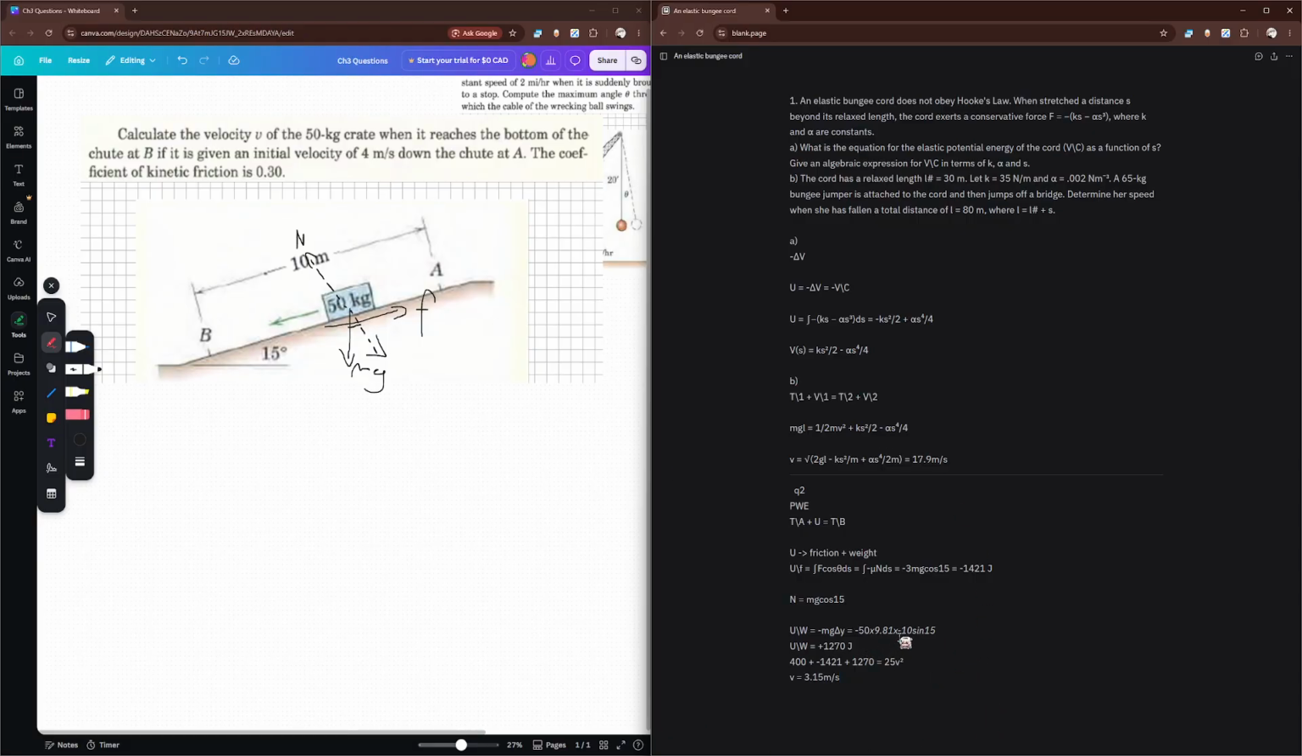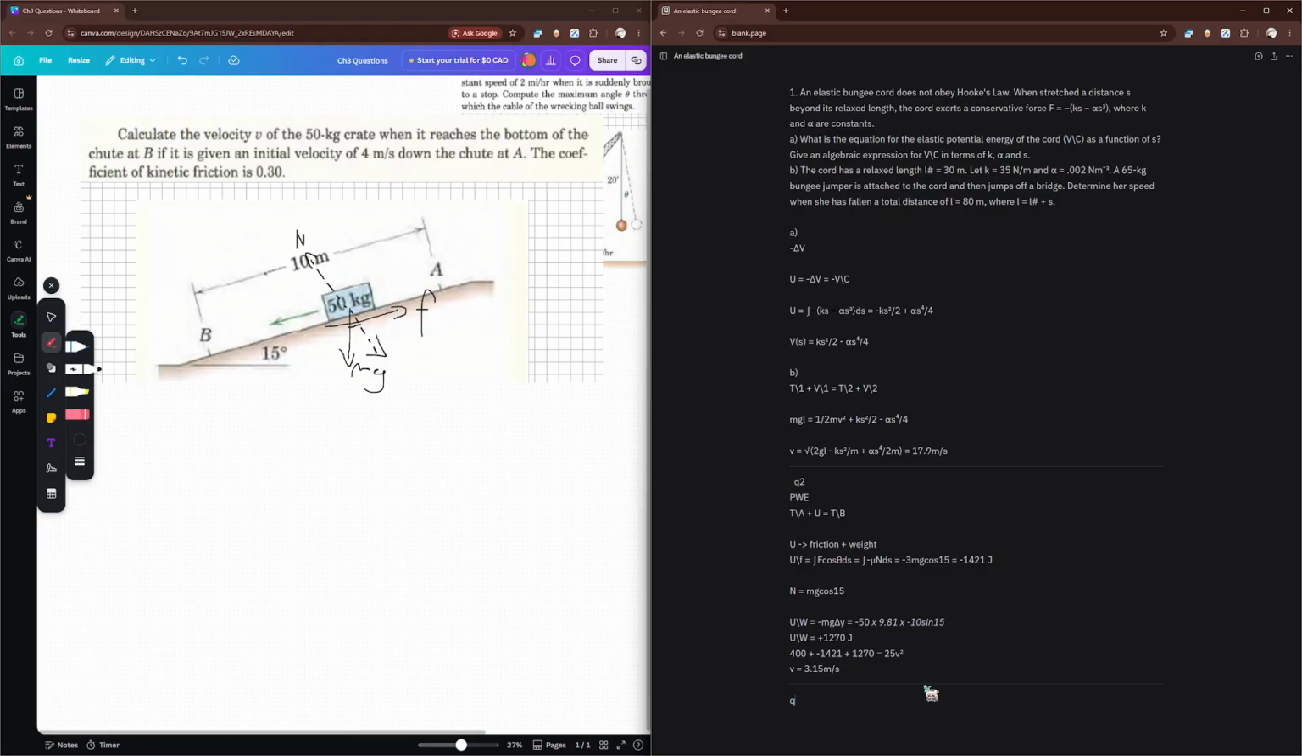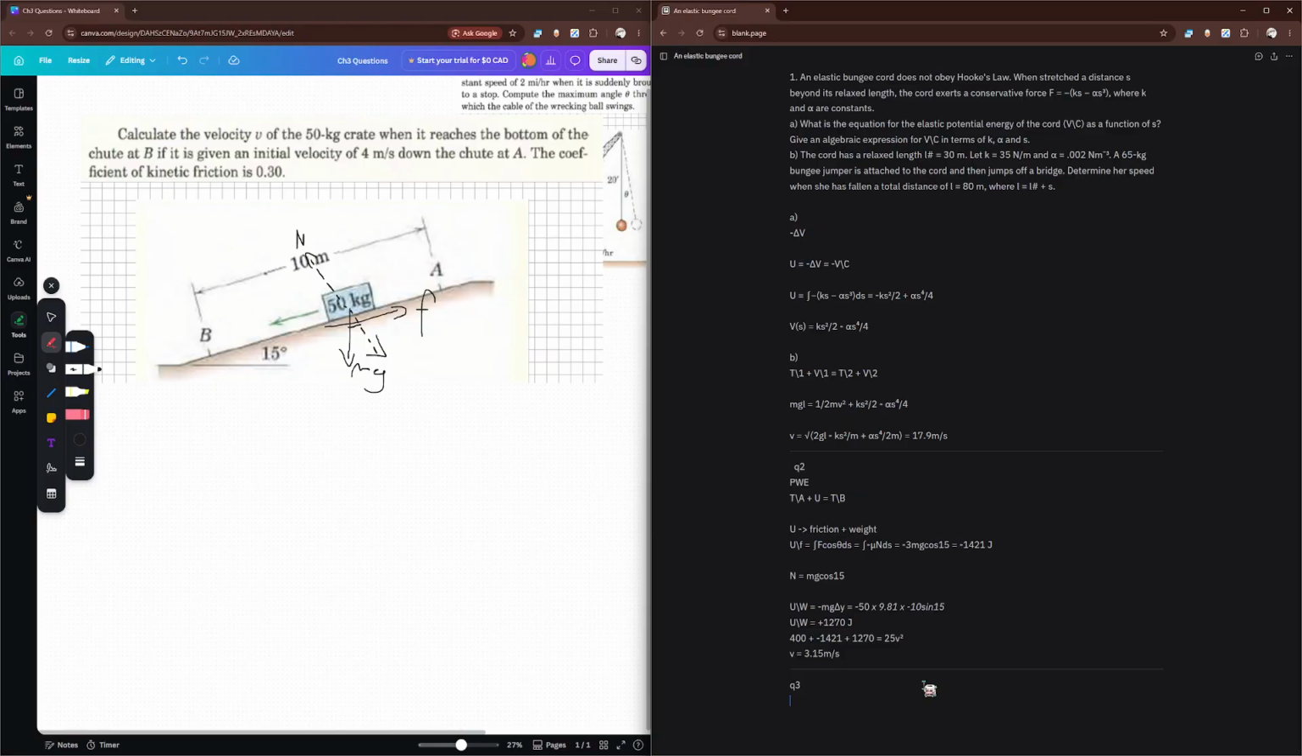So as you can see, keep track of your signs. It's negative here, but the difference in y, we're going downwards, so the difference in y is also negative. So make sure you keep that in mind when doing these questions. Always check your signs before moving on to something else.